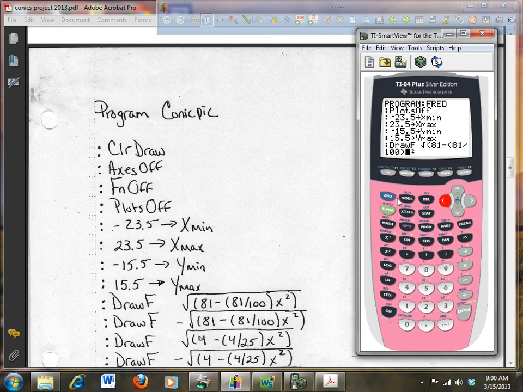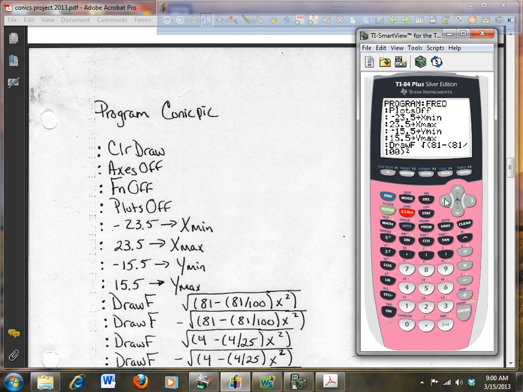I'm in parametric mode. So mode. I want to be in function. Okay. These equations now are just for that picture.